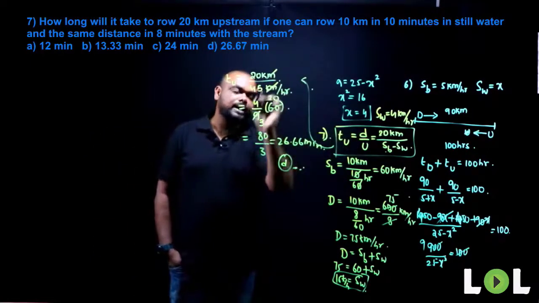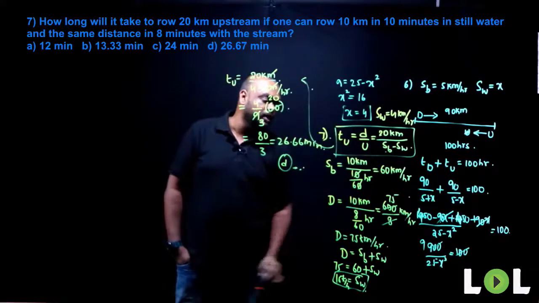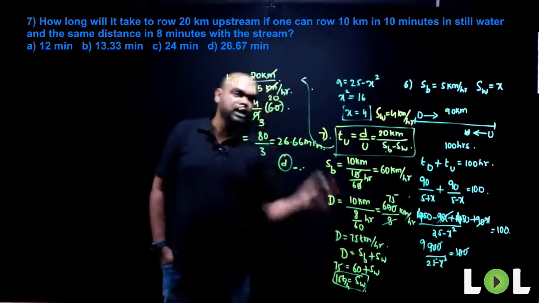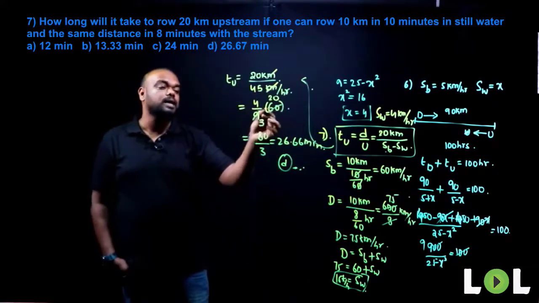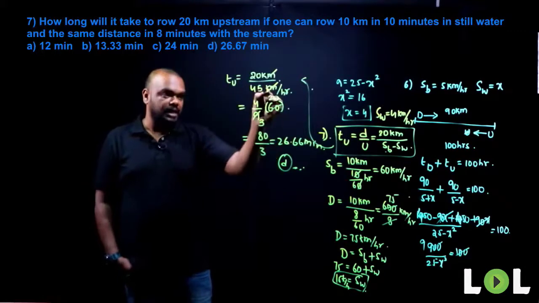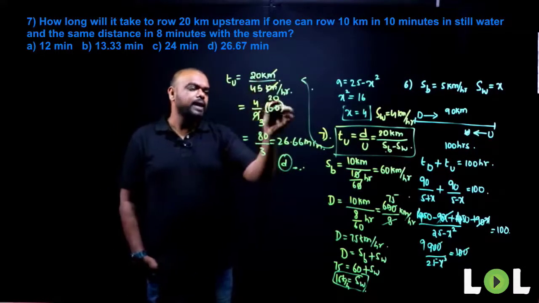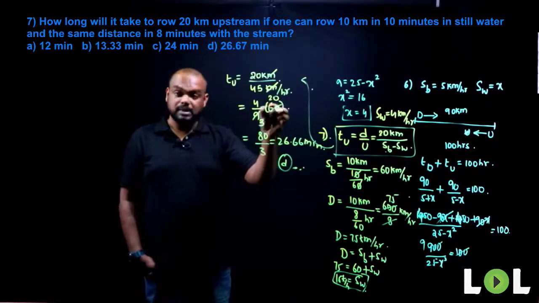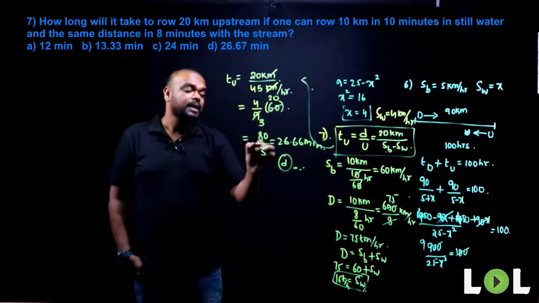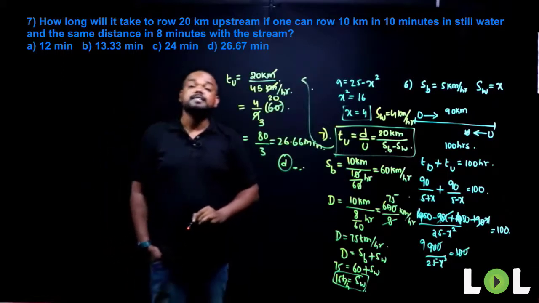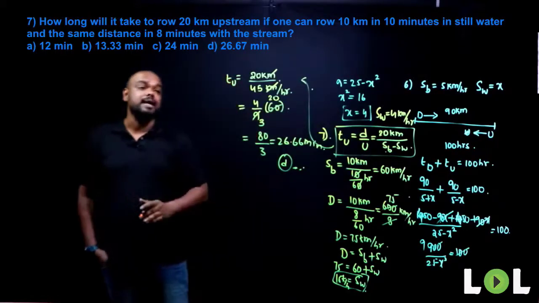TU equals 20 divided by SB minus SW. That is 60 minus 15, 45 km per hour. If I do that, I'll get 80 by 3. Converting it into minutes, I'll get 80 by 3, that is 26.66 minutes. And that must be my final answer.